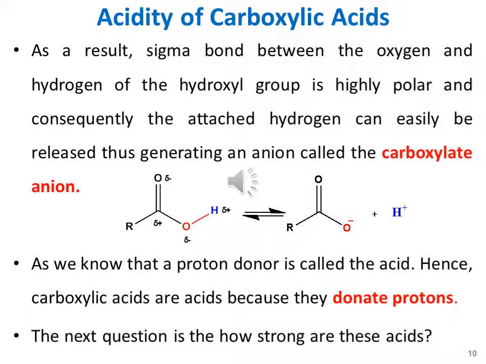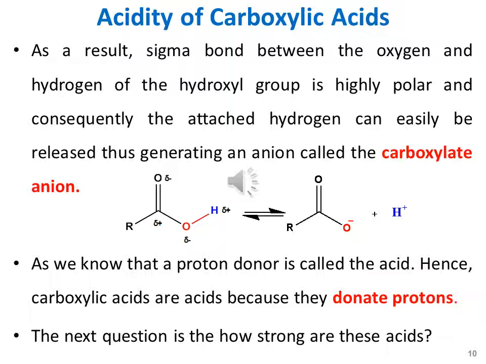As a result, the sigma bond between the oxygen and the hydrogen of the hydroxyl group is highly polar, and consequently the attached hydrogen can easily be released, thus generating an anion called the carboxylate anion. Here I have shown an equilibrium between the carboxylic acid and its resulting anion, the carboxylate anion. Because of the highly polar nature of the sigma bond between the hydroxyl oxygen and the hydrogen, this bond can easily be broken, thus generating a proton and a carboxylate anion.